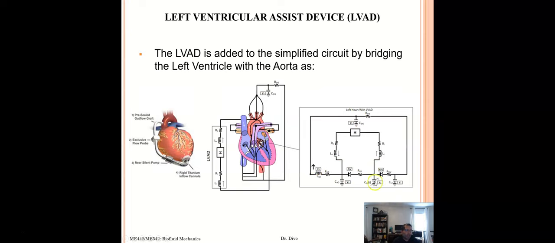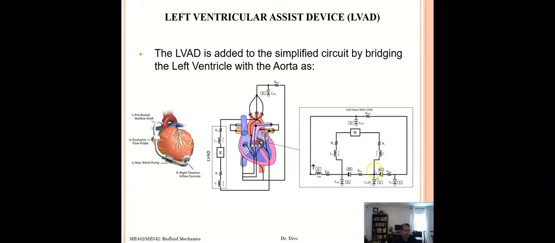However, if you look at the circuit itself, the equation that corresponds to, for example, the Q that comes out of the left ventricle through the mitral valve and then goes into the aortic valve now has an extra bifurcation. So the flow that comes into this node is actually diverted into the flow that goes into the left ventricle, into the aortic valve, and now into the LVAD branch.